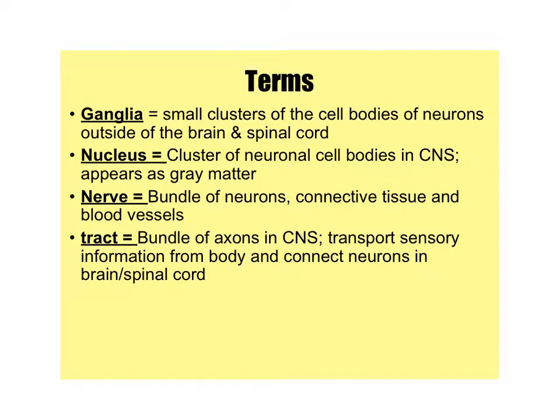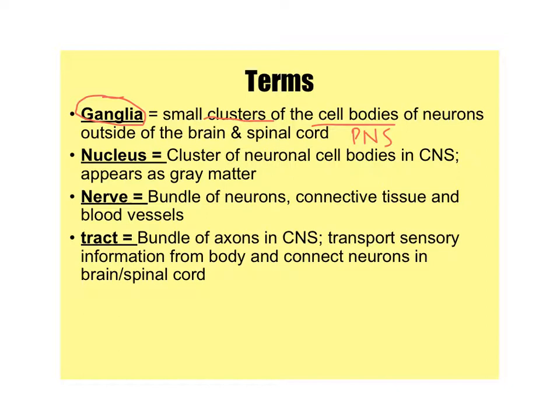All right, last slide, some key terms. First one is called a ganglia. Ganglia, those are clusters of cell bodies, the cell bodies of neurons, so a bunch of cell bodies clustered together outside of the brain and spinal cord. So they're in the PNS, peripheral nervous system. So a bunch of, or a cluster of cell bodies, not axons, but cell bodies, outside of the brain and spinal cord, that's called a ganglia.